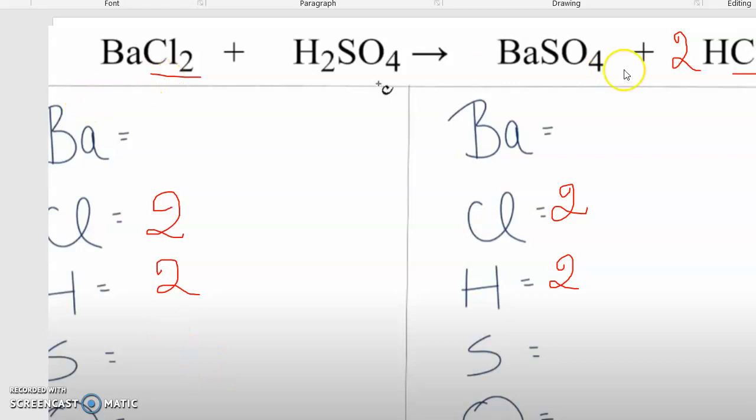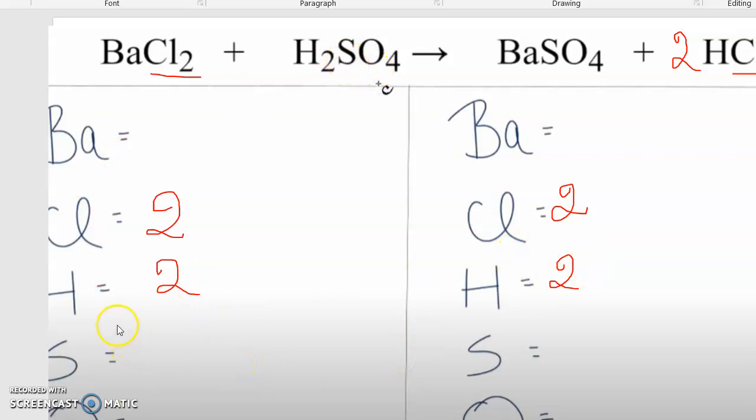The main thing is to balance the chlorine. Chlorine on the reactant side is 2 chlorine atoms, but the product side has only 1 chlorine atom. By putting 2 in front of HCl, you can balance the chlorine, so 2 chlorine atoms will be balanced on both sides. Next hydrogen. Because putting 2 in front of HCl disturbs hydrogen, 2 hydrogen get added up. So on the product side 2 hydrogen, and on the reactant side you also have 2 hydrogen atoms. So hydrogen also gets balanced.